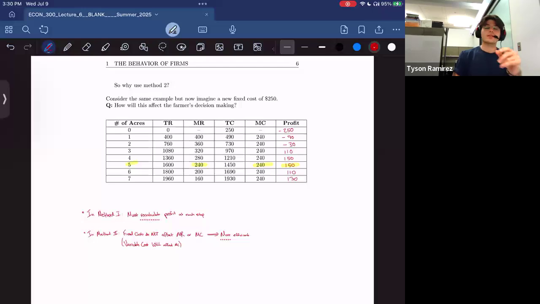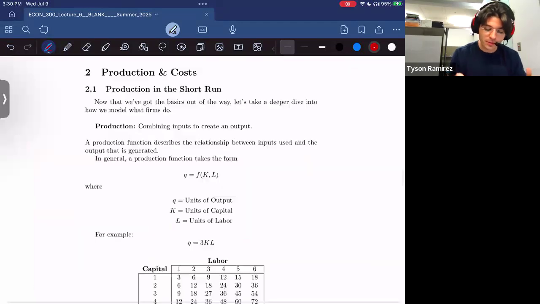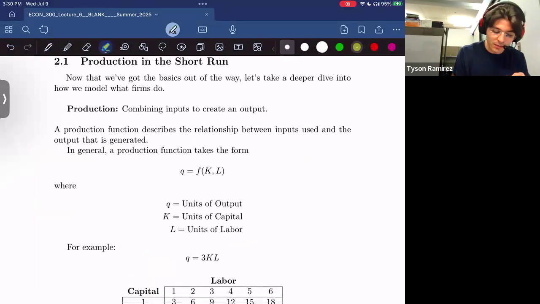So now let's bring it up. Now let's do better. Let's take a deeper dive into how we model with economic theory what firms do. So first, we're going to focus on production. Production is simply combining inputs to create an output. Quite simple. Couldn't be more clear cut than that.